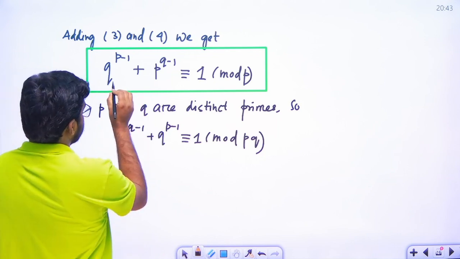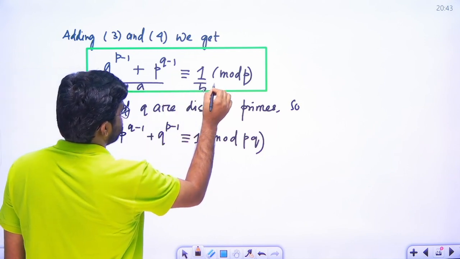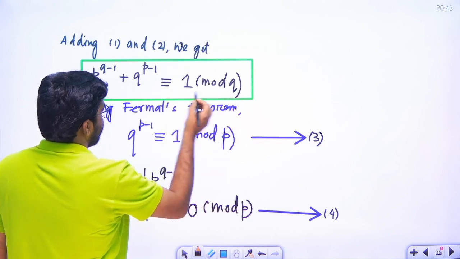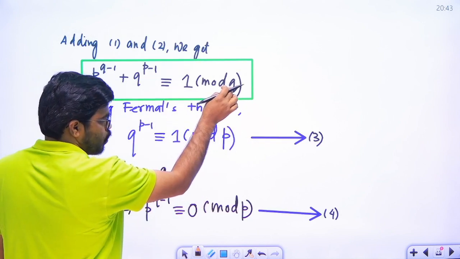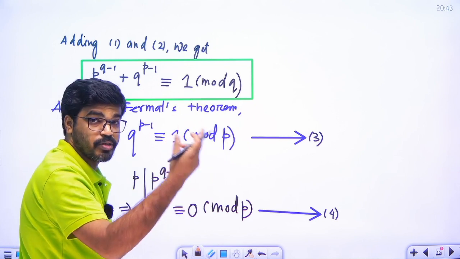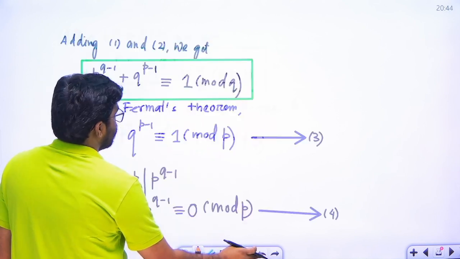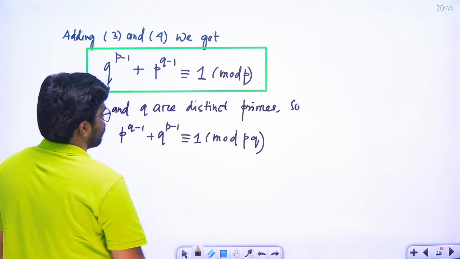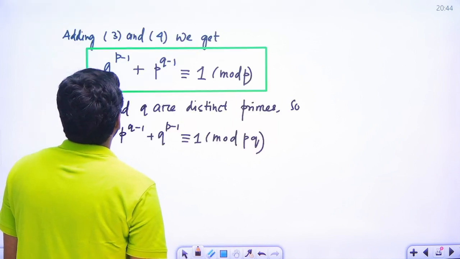Just consider this as A. A is congruent to B modulo M, A is congruent to B modulo N, and M and N are relatively prime. Then A is congruent to B modulo MN. Okay? So we proved that.